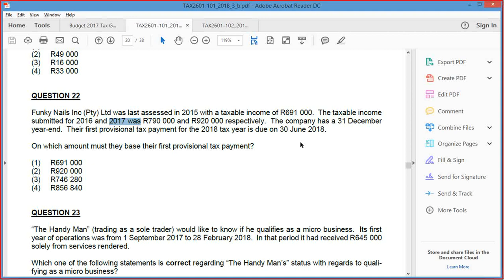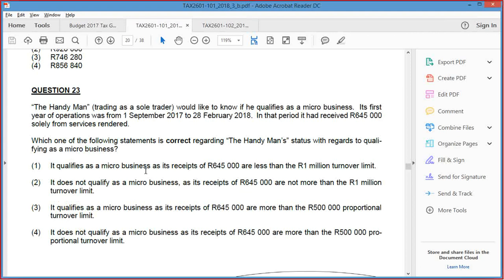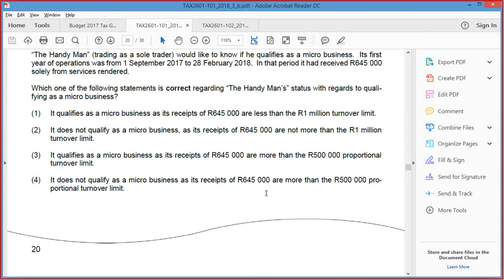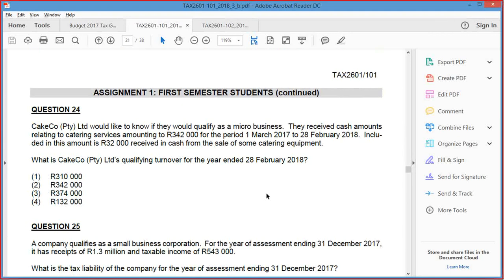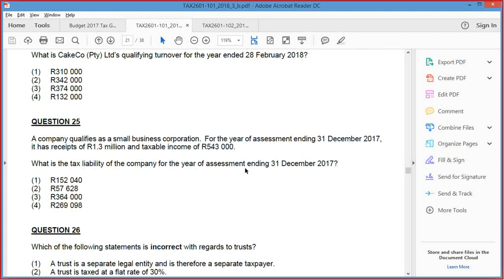Yes, sir. Okay. This is looking at who qualified. It's definitely the small business. I think we spoke about that last week as well. Let's see if we can find another one where there's a calculation. This one's looking at receipts from a sale of equipment. Now we spoke about that. Let's do this one. SBC.